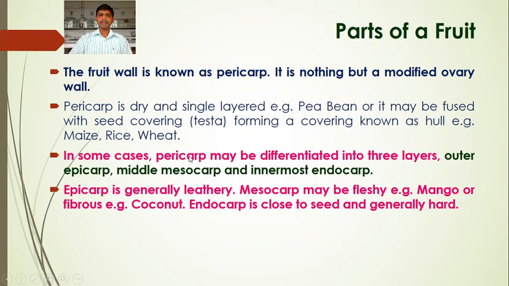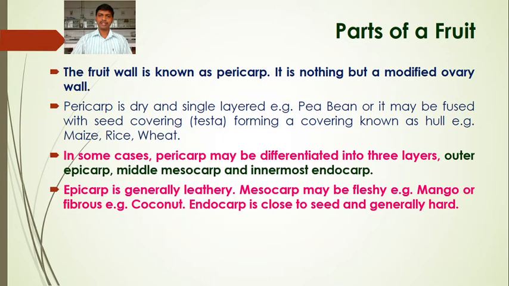In some cases, pericarp may be differentiated into 3 layers: outer epicarp, middle mesocarp and innermost endocarp. So in some fruits, the pericarp has been differentiated into 3 layers, or one can say the pericarp is made up of 3 layers. The outer layer is called epicarp, middle mesocarp and innermost endocarp. So epi outer, meso middle, endo inner. Okay. So pericarp is made up of 3 layers: epicarp, mesocarp and endocarp.